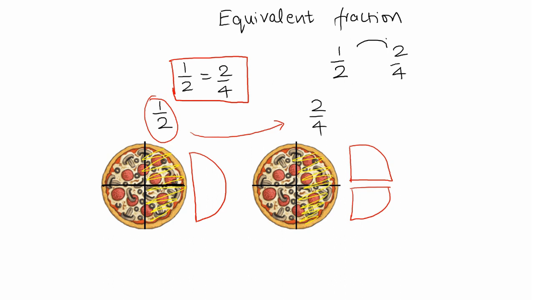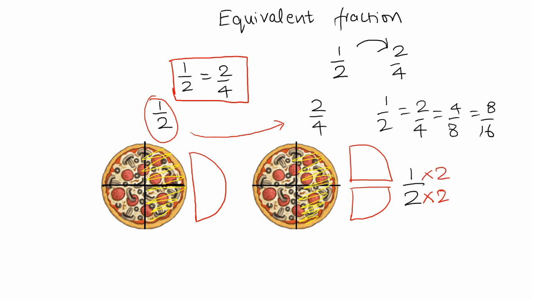So equivalent fractions are fractions which can be represented in different forms. That's it. So 1 by 2 can be written as 2 by 4 or 4 by 8 or 8 by 16 anyway. How do you find an equivalent fraction? Just multiply the same number in the numerator and denominator. Suppose I have to convert 1 by 2 into an equivalent fraction. What will I do? I will multiply by 2 in the denominator and multiply by 2 in the numerator. That's it. I will get the answer.